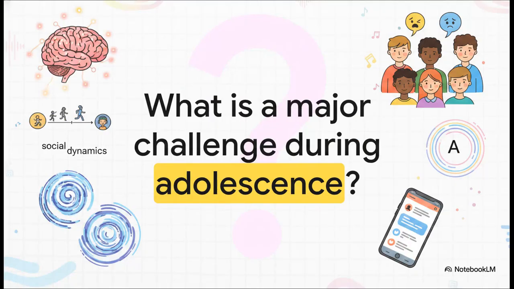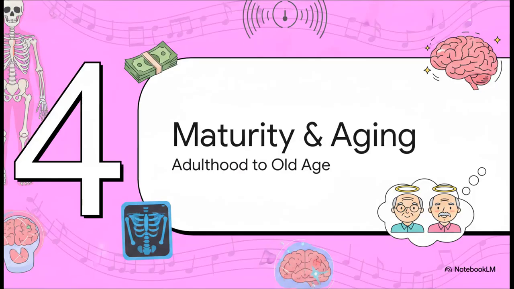So with all that in mind, let's do a quick check-in. What is a major challenge during adolescence? A. Peer pressure. B. Crawling. C. Reflex development. Or D. Retirement. The answer is pretty clear here. It's A. Peer pressure. Understanding these social dynamics is a real game changer. It's key to effectively communicating with teenage patients who might be feeling super vulnerable or highly self-conscious when they step into your clinic. Which brings us to Section 4, Maturity and Aging.